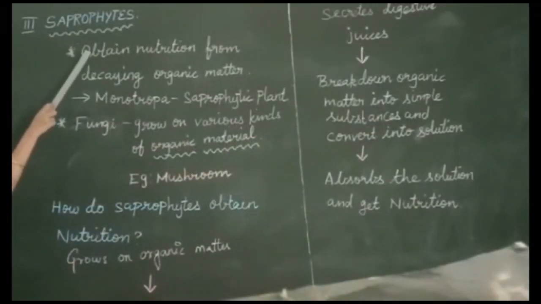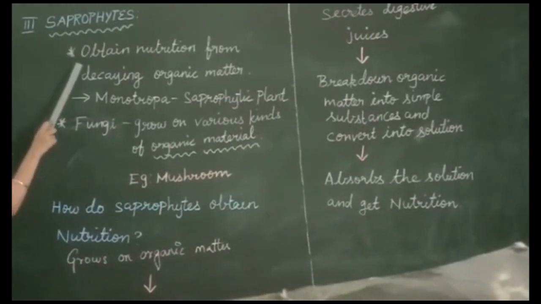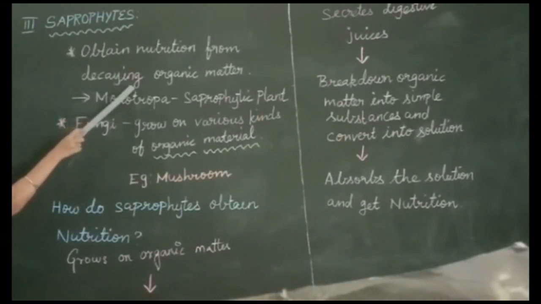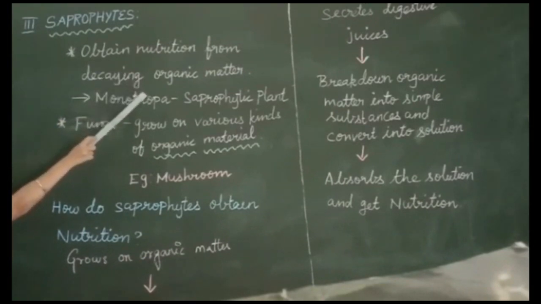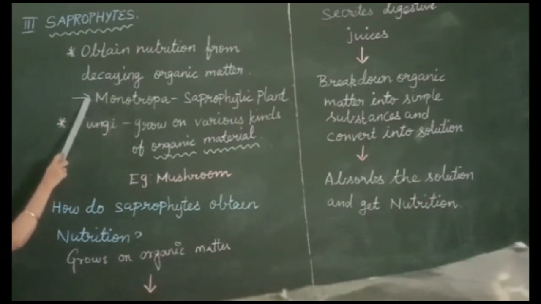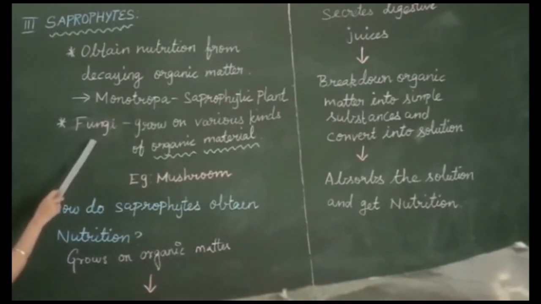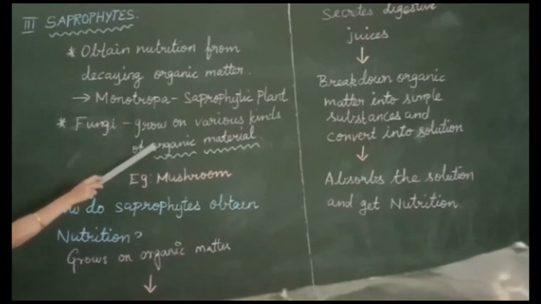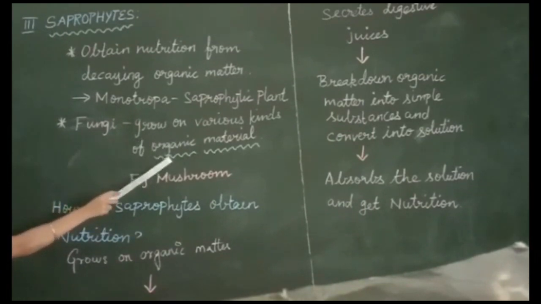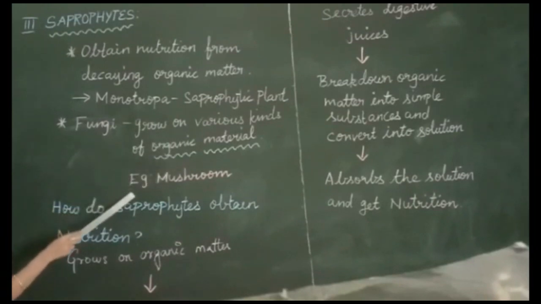Next category is the saprophytes. Saprophytes are the organisms which obtain nutrition from decaying organic matter. For example, Monotropa. Monotropa are saprophytic plants. Next one is fungi. Fungi are also saprophytic plants which grow on various kinds of organic material. For example, mushroom.